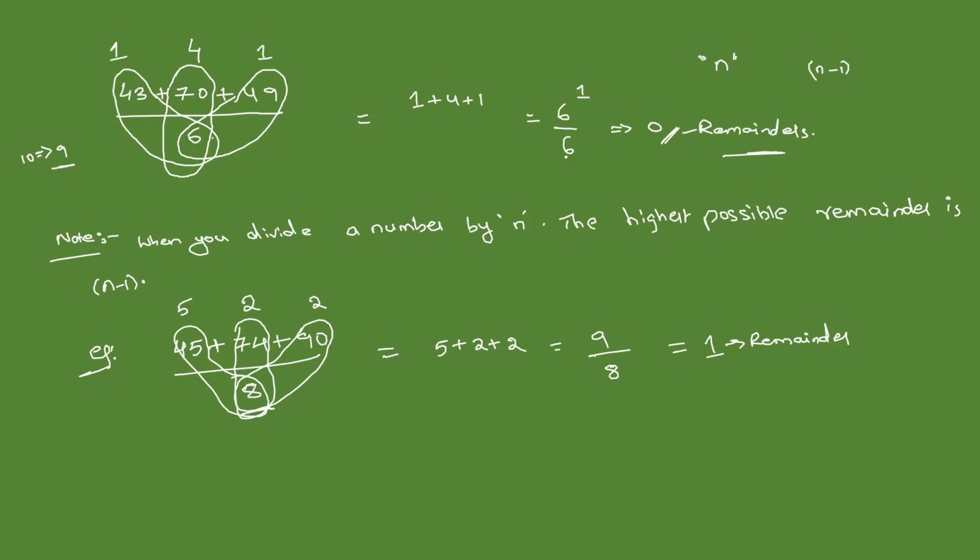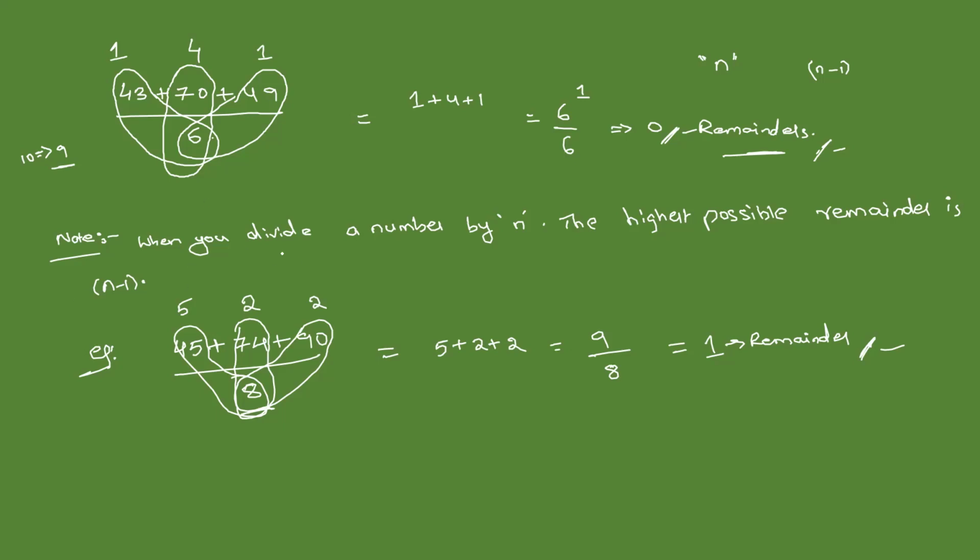While writing the final answer, sometimes we may get a value greater than the number with which we are dividing. So in that case, what do we need to do? Once again, we need to divide it with the same number. So here what will be our remainder? 1. Here what will be our remainder? 0. Okay. These are the basic things which we need to keep in mind while solving questions of remainders.